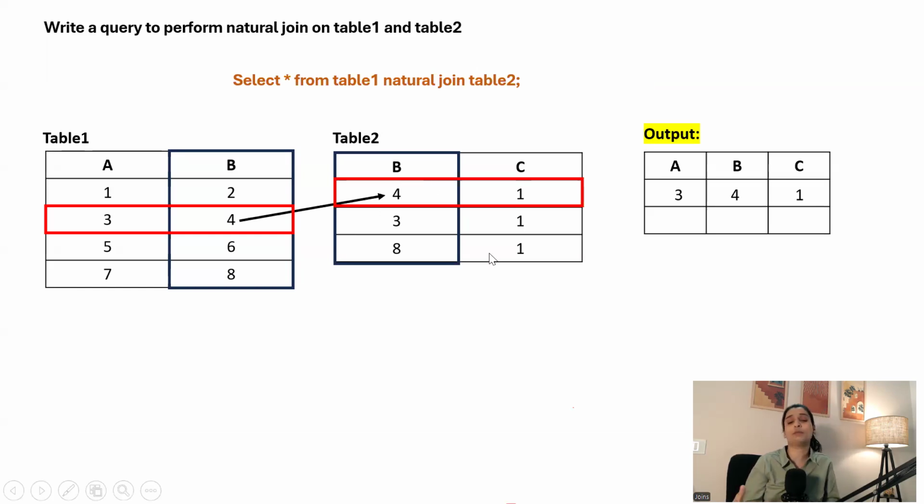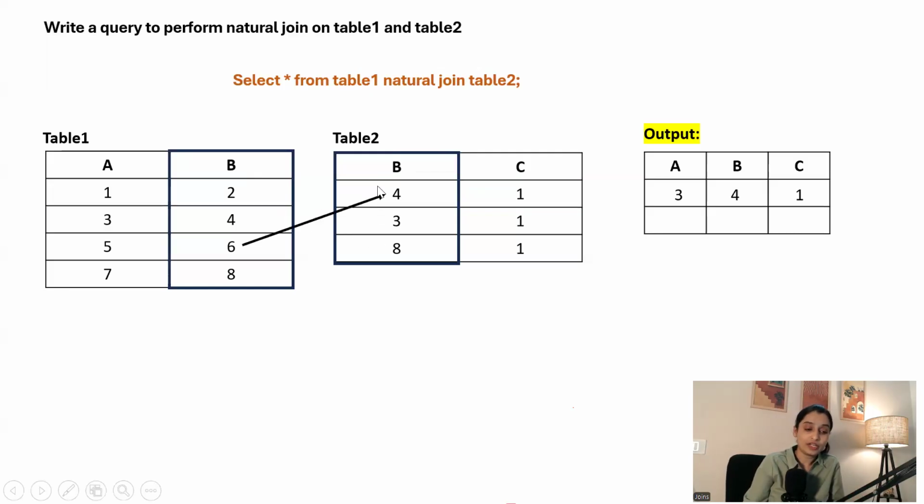Natural join is not the preferred type of join because it automatically decides, based on the common columns, what to join on by checking the column names. In table 1 B is present, in table 2 also B is present. So let's consider B and perform the join. This is how natural join works.